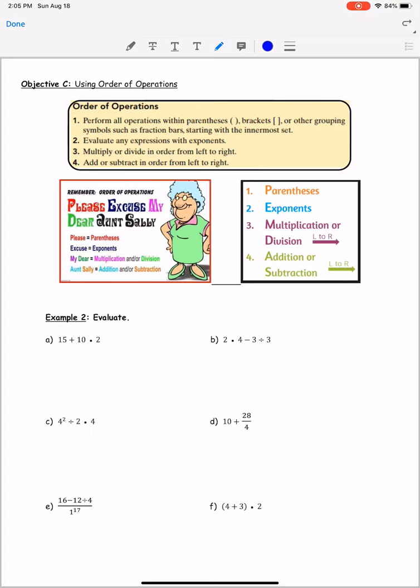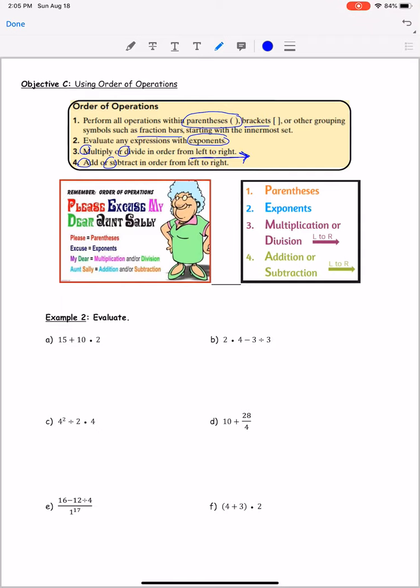And it says, number 1, perform all operations within parentheses. This also gets extended to brackets and other grouping symbols such as fraction bars, starting with the innermost set. Number 2, you're going to evaluate any expression with exponents. Number 3, you're going to multiply or divide in order from left to right. And then 4, you're going to add or subtract in order from, again, left to right.